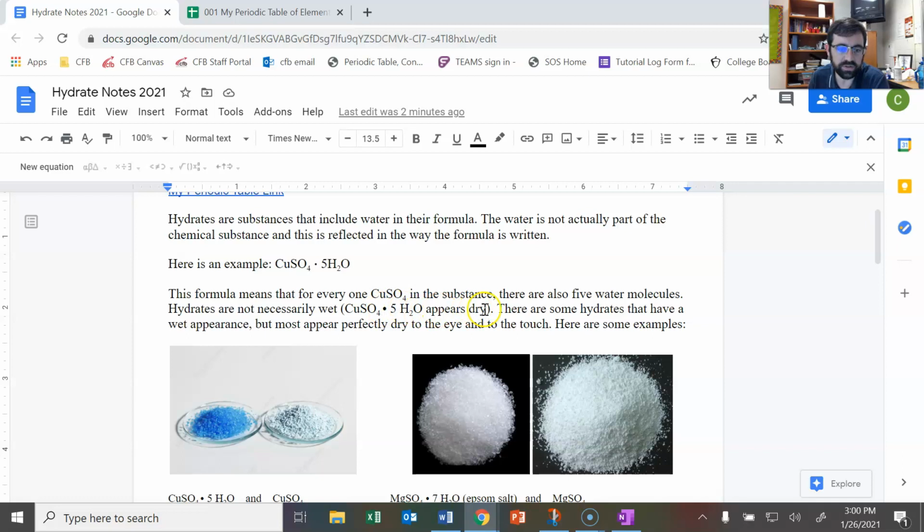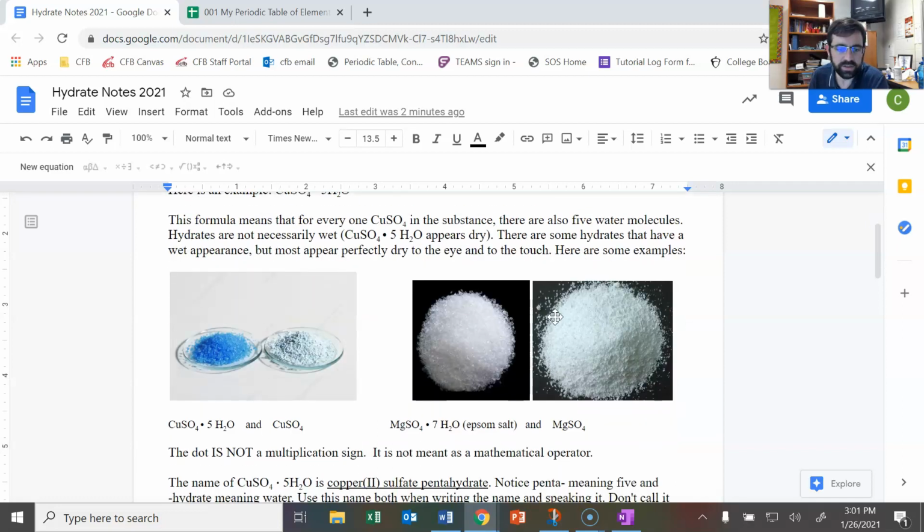It actually appears dry. There's a picture of it right here. The dark blue substance on the left here is that substance. There are some hydrates that have a wet appearance, but most of them are perfectly dry to the touch and to the eye.